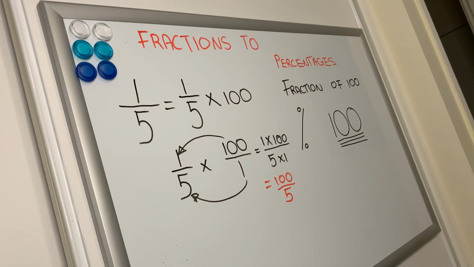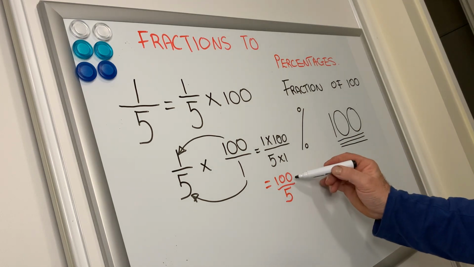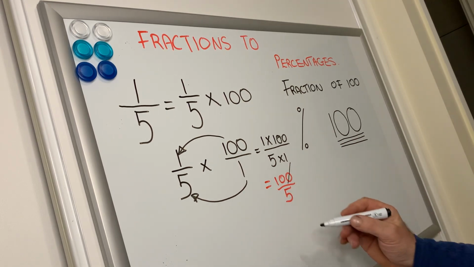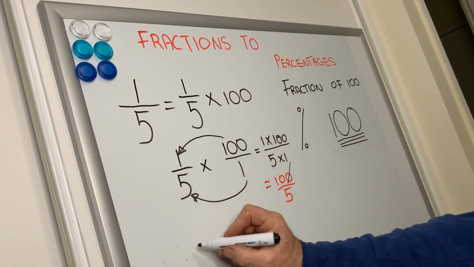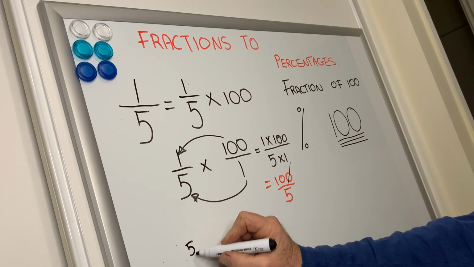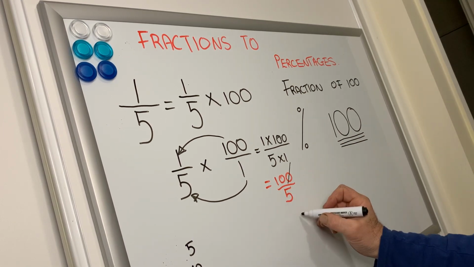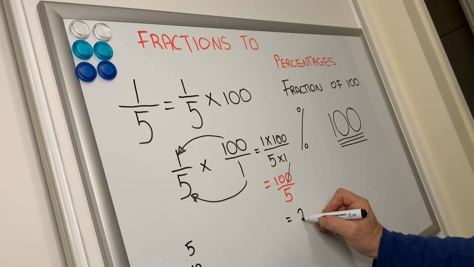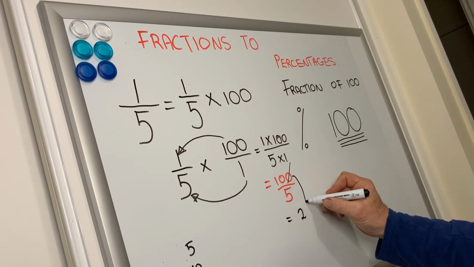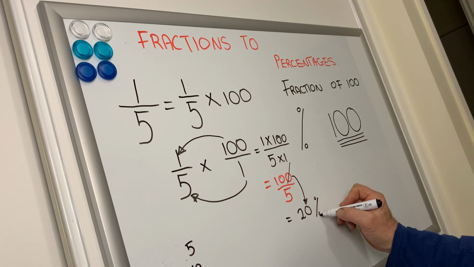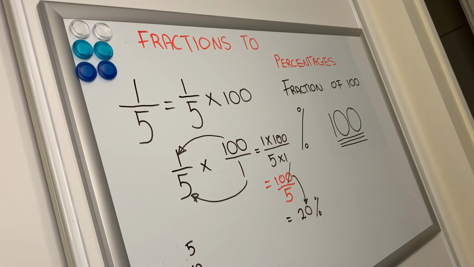To simplify this further, if we just cross out that 0 for the moment and say 10 divided by 5, how many 5s go into 10? 5 1s are 5, 5 2s are 10. So 5 goes into 10 two times, so that's equal to 2, and then we drop down the 0. It becomes 20%. That's one way of working out a fraction to a percentage.